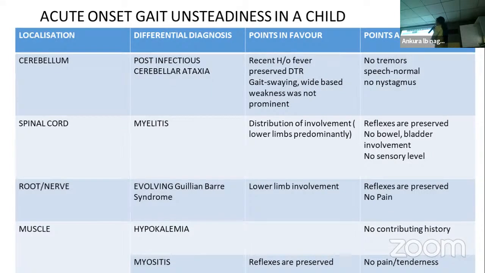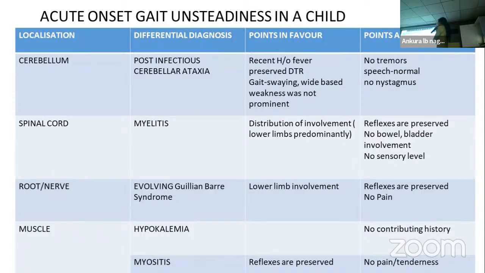Points against post-infectious cerebellar ataxia: there were no tremors, speech was normal, and there was no nystagmus. Now coming to myelitis, involvement of the spinal cord is possible because lower limbs are predominantly involved, but against it, reflexes are preserved, there's no bladder or bowel involvement, and no sensory level. It could be evolving or early GBS because lower limbs are predominantly involved, but against GBS, reflexes are preserved and there's no pain.